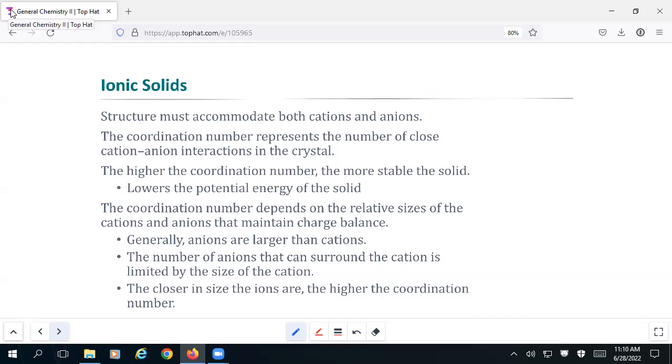But the value of that coordination number does depend upon size. We know that the anions are larger. Like I said, they're generally going to form the cubic structure of our cell. The cations are going to fit in between wherever they can go. The closer they are to each other in size, the higher the coordination number is going to be, because they're going to make more interactions as a result.